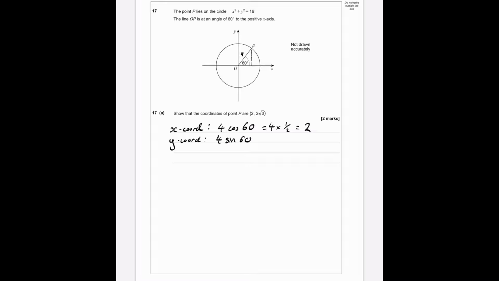The y-coordinate will be sine because it's the opposite. And so we've got 4 times sine of 60. Sine of 60 is root 3 over 2. 4 times root 3 over 2 is 2 root 3. And so this point P is going to have an x-coordinate of 2, a y-coordinate of 2 root 3.